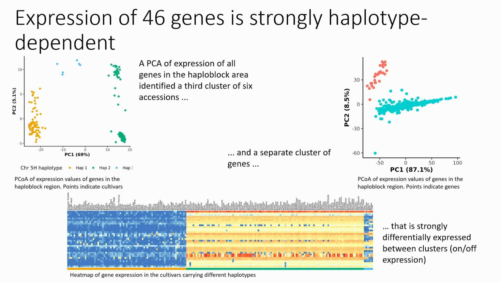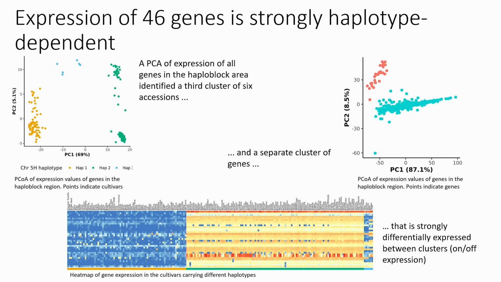Whereas if you look to the right of the heat map, this is the cluster of cultivars carrying the newer haplotype, and here you can see that the genes are moderately or highly expressed, as is indicated by yellow and red colors. So we have a very clear on and off expression pattern based on the haplotype. And then we have the 6 cultivars that formed a separate cluster on the very right of the heat map. And here you can see that the genes do not follow this pattern. So they are indeed different, these cultivars.